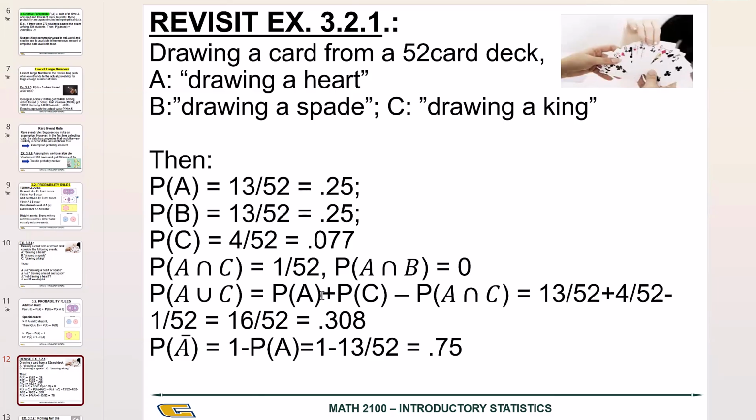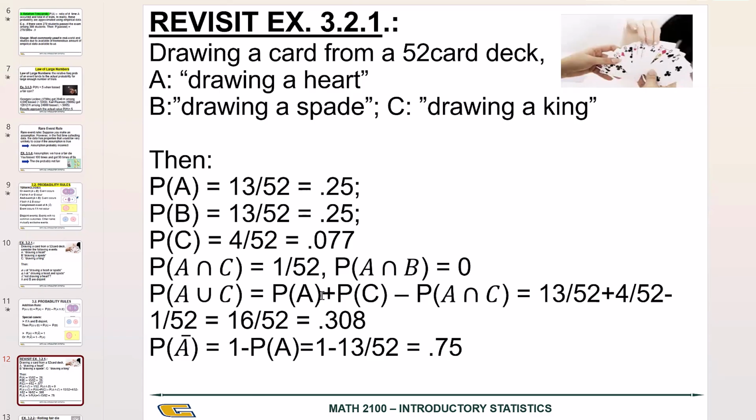How about A or C? So A is drawing a heart and C is drawing a king. At that time, if we look at the event in an explicit way, it's doable, but it starts looking complicated. A heart or a king, so you need to list all heart cases, all king cases. But luckily, with the addition rule, you can look at it and it helps analyze much more simply.